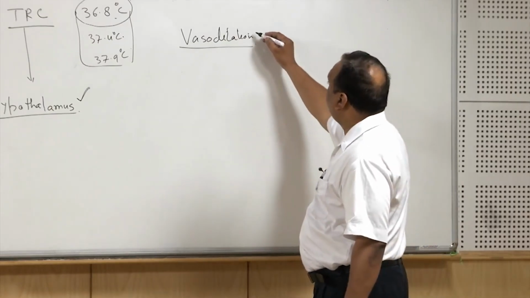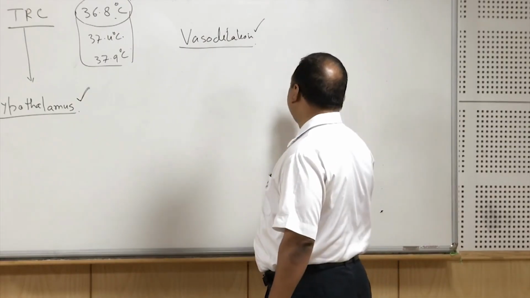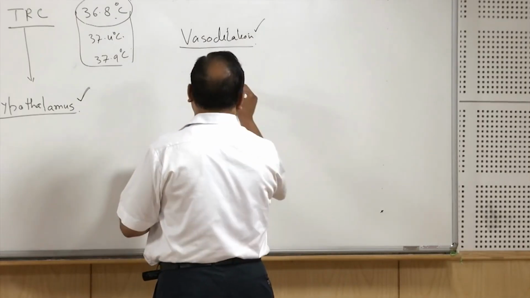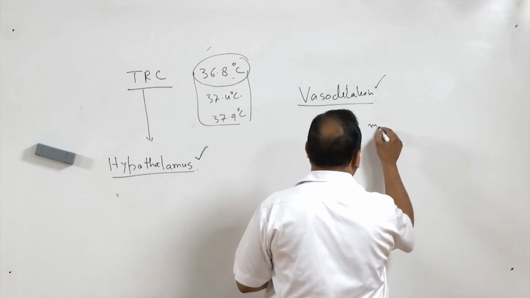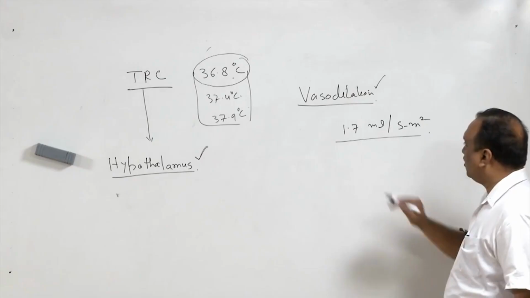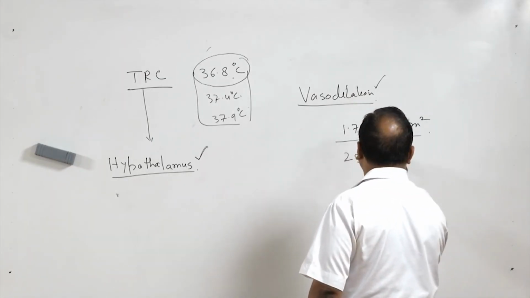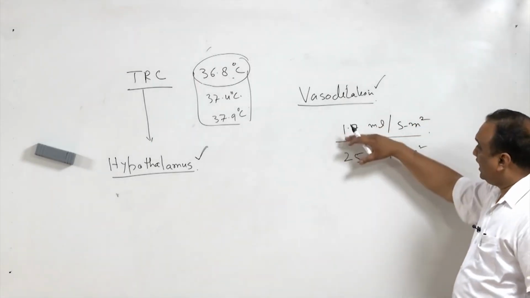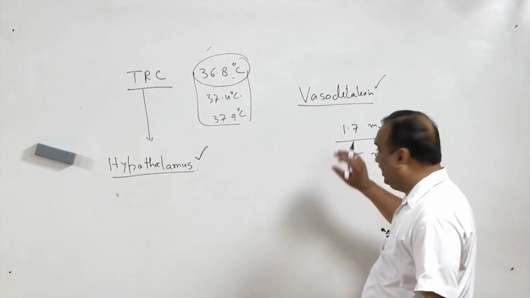So, in the vasodilation process, the dilation of veins takes place, and normally the flow rate of blood is 1.7 ml per second per meter square. This is the normal blood flow rate in a vessel, and it can go up to 15 times, 25 ml per second per meter square. So, blood flow can increase 15 times near the skin in order to dissipate heat to the surroundings.